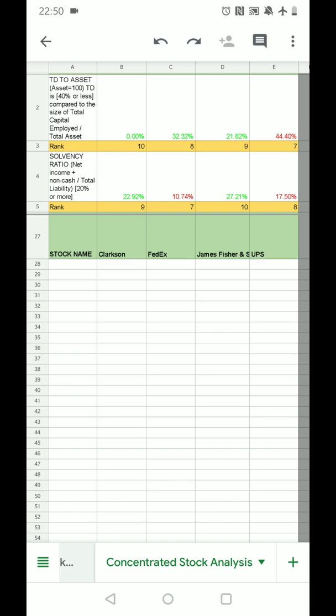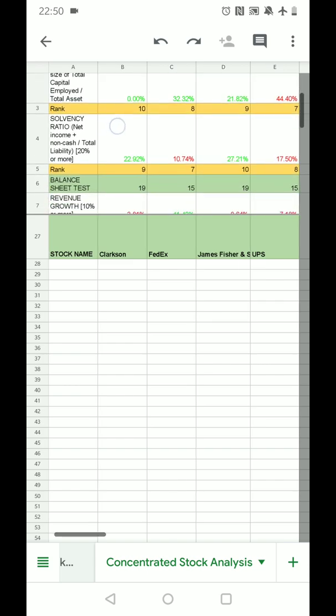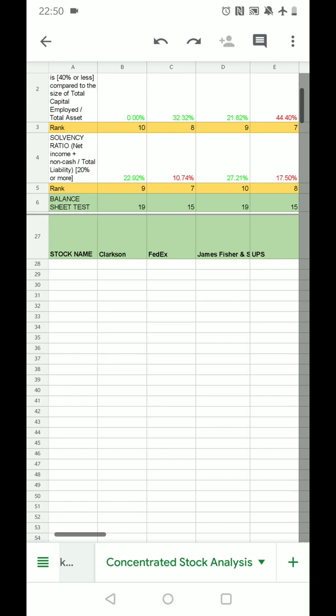FedEx is the worst, again unsurprisingly here, with its annual operating income amounting to only 10.74% of its total liabilities. UPS is third with 17.5%, Clarkson in second with 22.92%, and James Fisher in first place with 27.21%. So we're looking at the total overall. We have both Clarkson and James Fisher in joint first, and UPS and FedEx joint last.